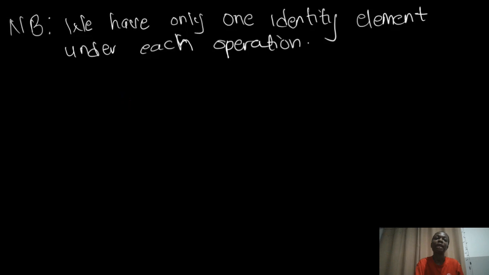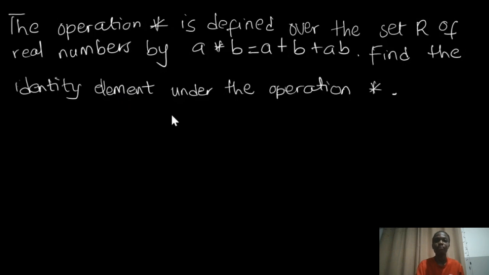So let's try and see other examples and how they can frame questions for you. Let's take a look at this question. The operation star is defined over a set of real numbers by A star B is equal to A plus B plus AB. Find the identity element under the operation star. So we've been given a rule for this operation and they want us to find the identity element under this operation. And from our definition, we've learned that for the identity element, A star E, which should be equal to E star A, should give us A.